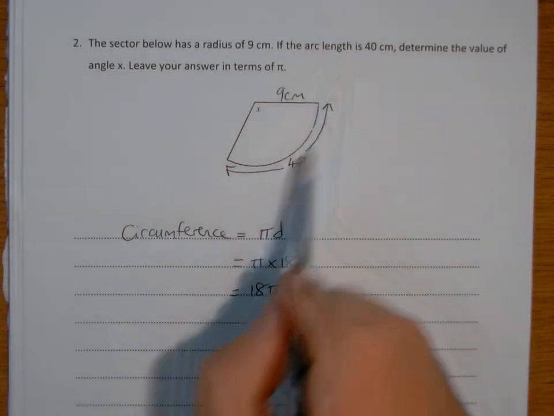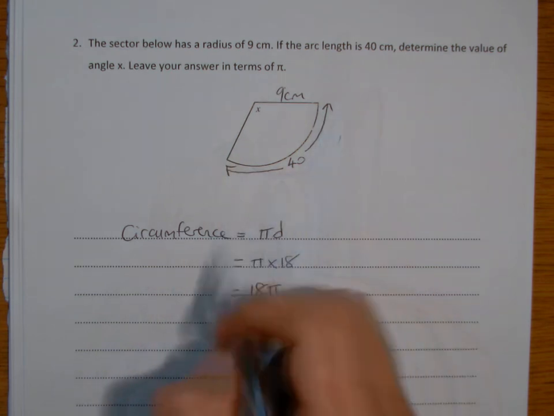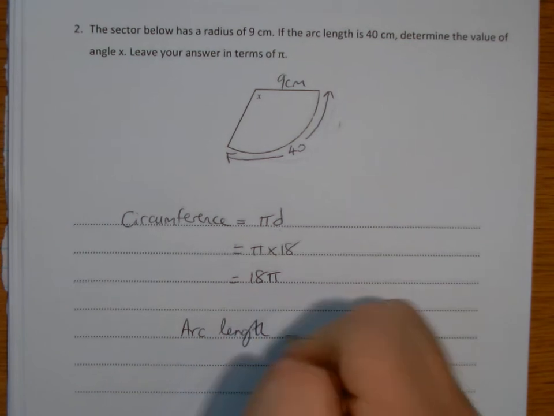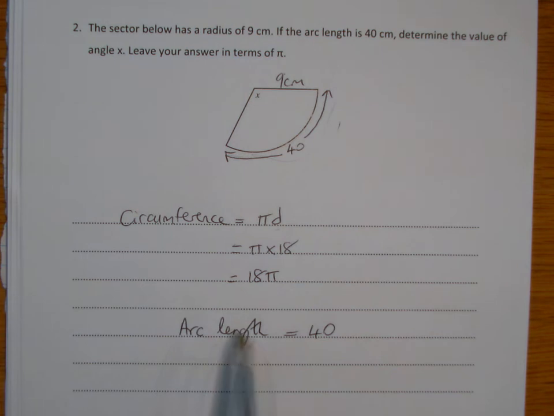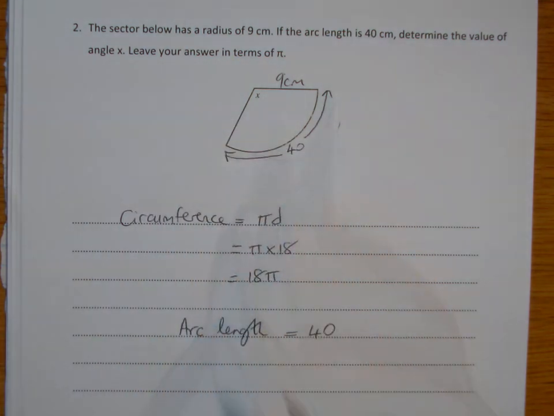However, I don't want all the way around, do I? I only want a bit of it. And we are told that the arc length is equal to 40 centimeters. This is equal to 40 here. Now remember, the arc length represents a fraction of all the way around. And the question is, what is that fraction?